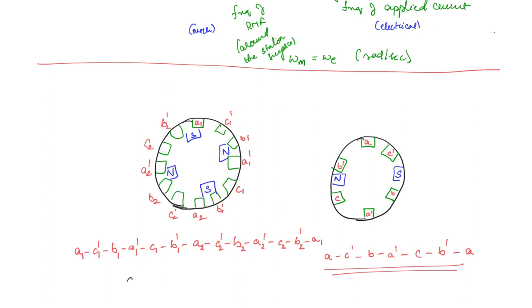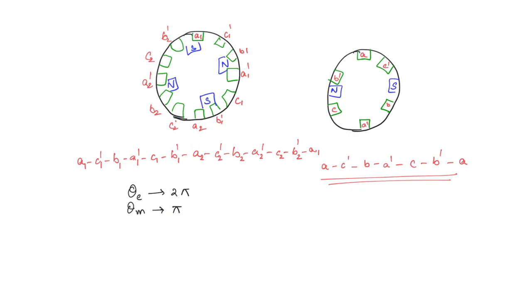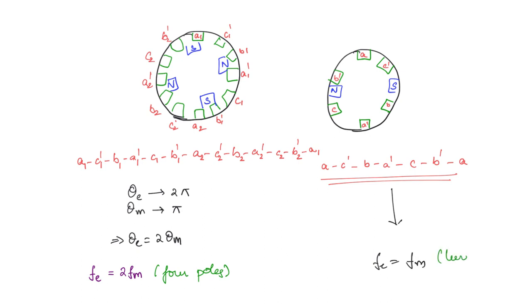So that means when the electrical angle becomes 2 pi, the mechanical angle, that means the angle that is covered by the poles along the stator surface, is only pi radians. So what is happening here? Theta E is equal to 2 times theta m. So that is why the electrical frequency will also be 2 times the mechanical frequency. So this is what we got for 4 poles. In 2 poles, what did we get? Fe is equal to Fm. This is for 2 poles.